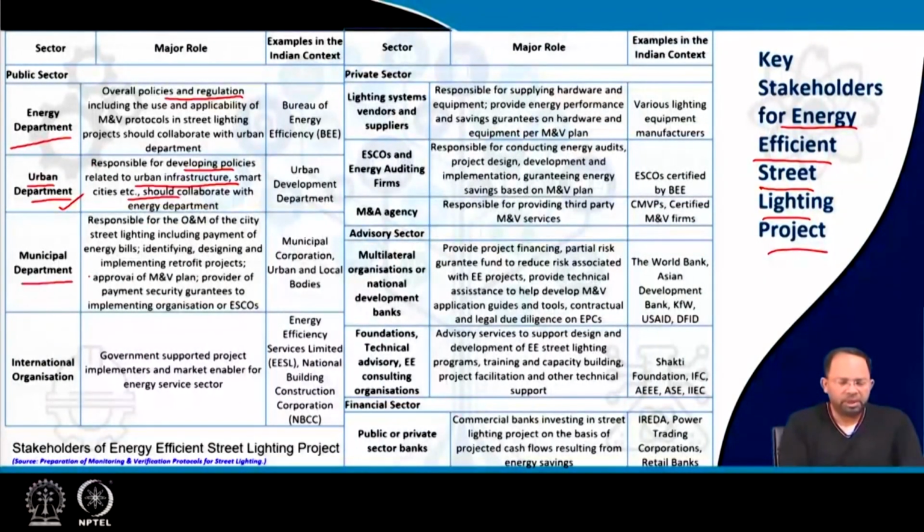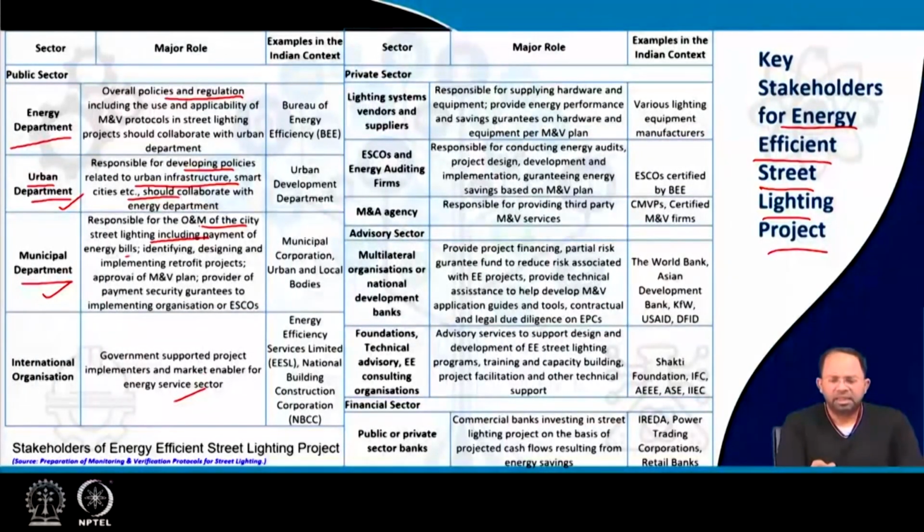The municipal department is actually responsible for street lighting and its operation and maintenance. So they are the ones paying the electricity bills. They identify the final project stretches and all the other aspects, and the final selection is done by the municipal department. Now, international organizations, as always, provide funding support or technological and technical support as well.